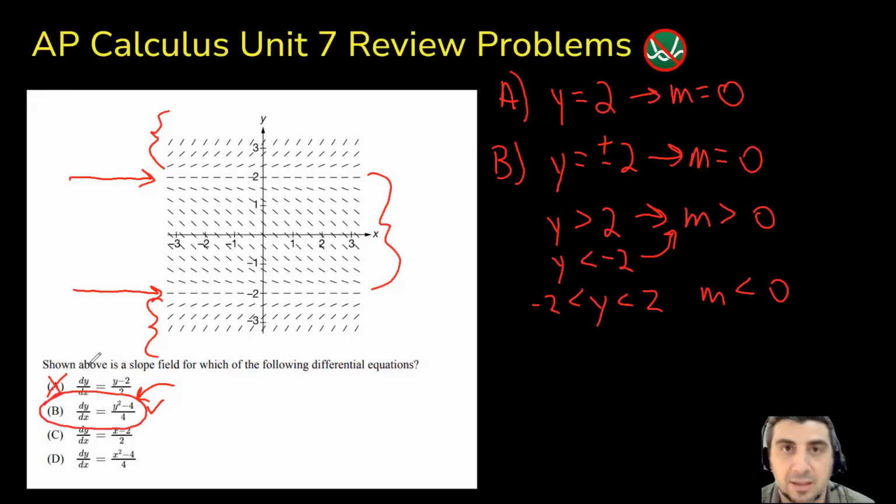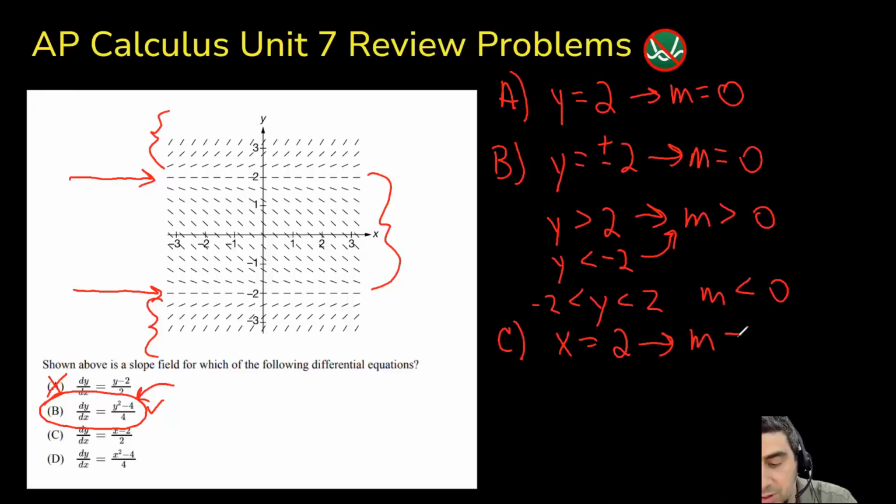Now we can eliminate C and D really quickly by showing that if x equals 2, does that result in a slope of 0? Well, if x is 2, that would be along this line right here. And you can see that the slopes vary. And similarly for choice D, that would be x is plus or minus 2 is going to make the slope 0. And we already eliminated plus 2, so that's not going to work either. So our choice is B.